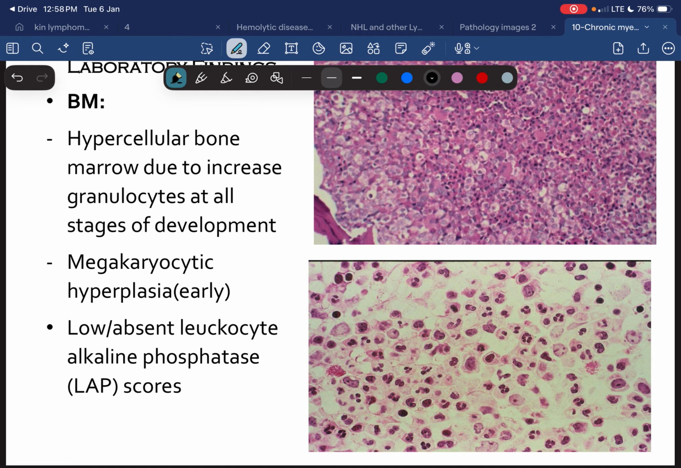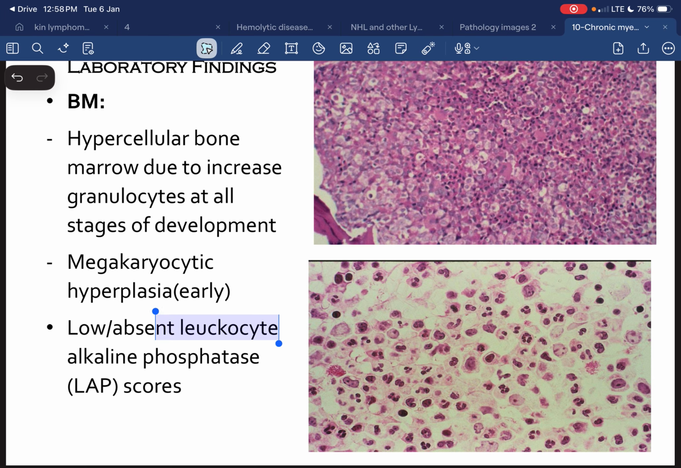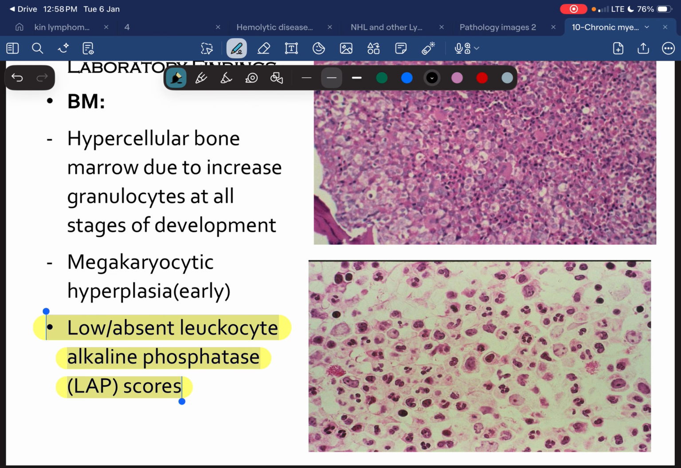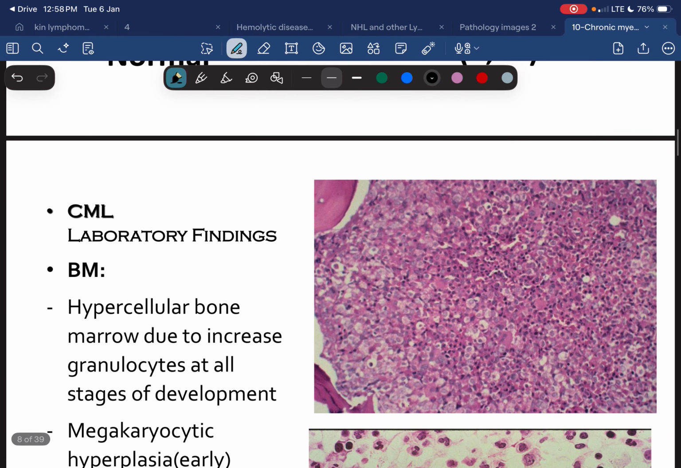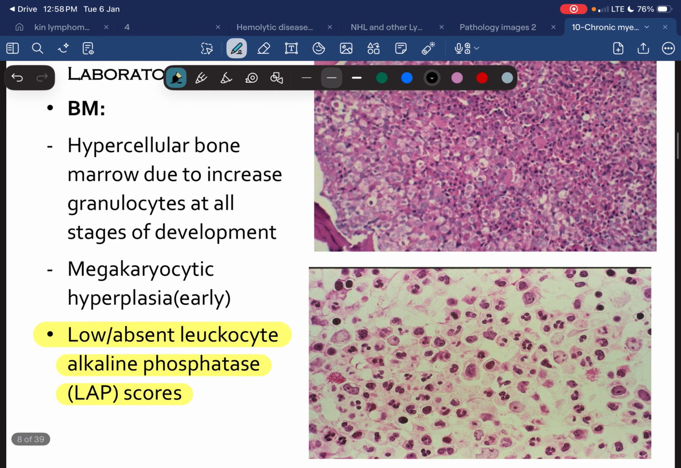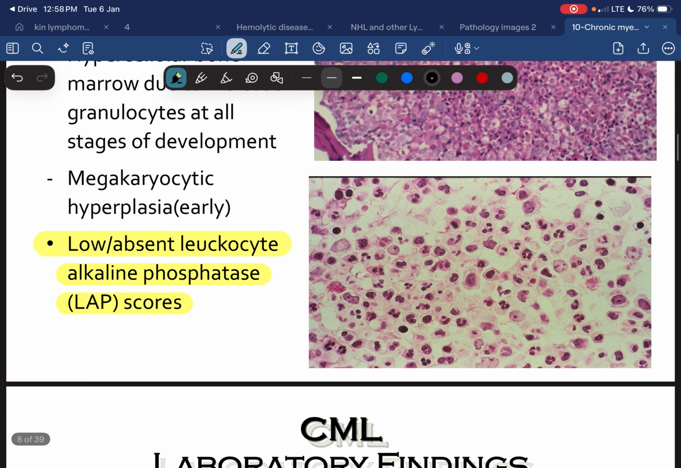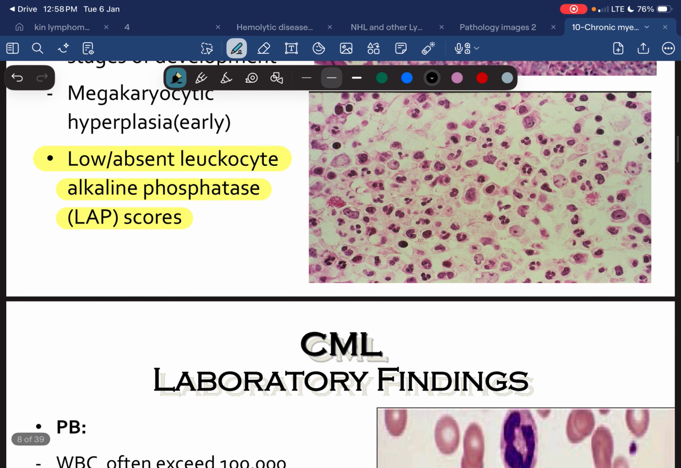Also, we will see a low or absent leukocyte alkaline phosphatase score. This is an enzyme reflecting the activity of granulocytes. In CML, it is absent. Why? Because we have granulocytes, but disordered or abnormal in function. On the other hand, in leukemoid reactions, this lab is high, because we have an increase in the granulocytes while the granulocytes are functioning normally.